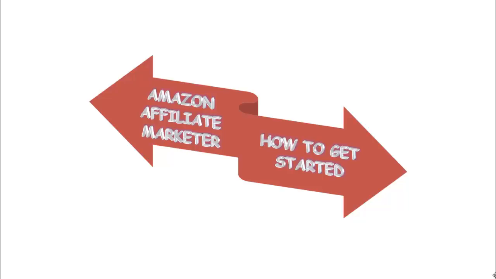I have explained to you why you should become an Amazon affiliate marketer in my previous lecture. Now I'm going to explain how to get started with your Amazon affiliate marketing. To simplify it, here's a 4-step process explained in a very simple way.